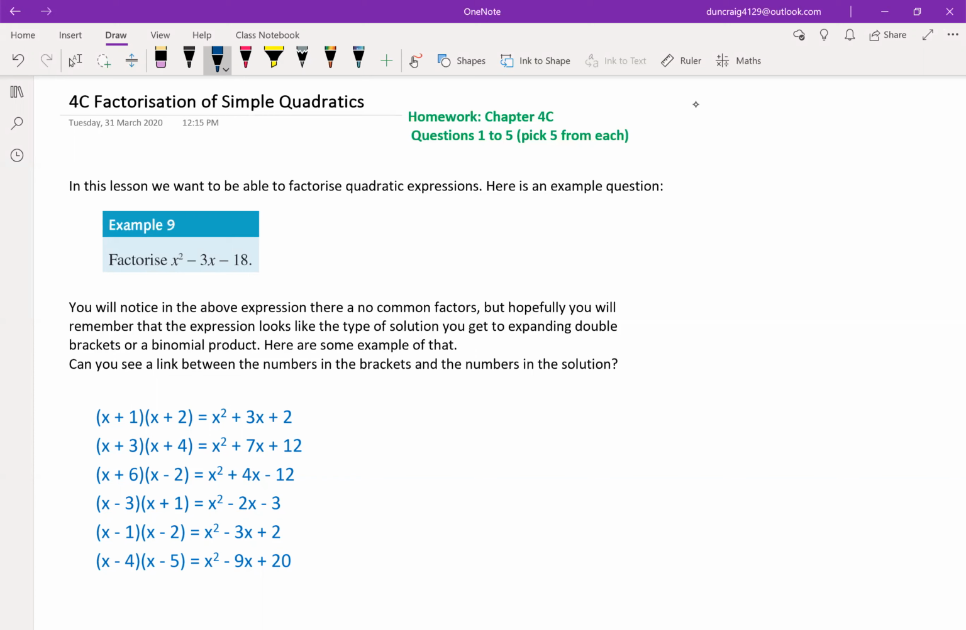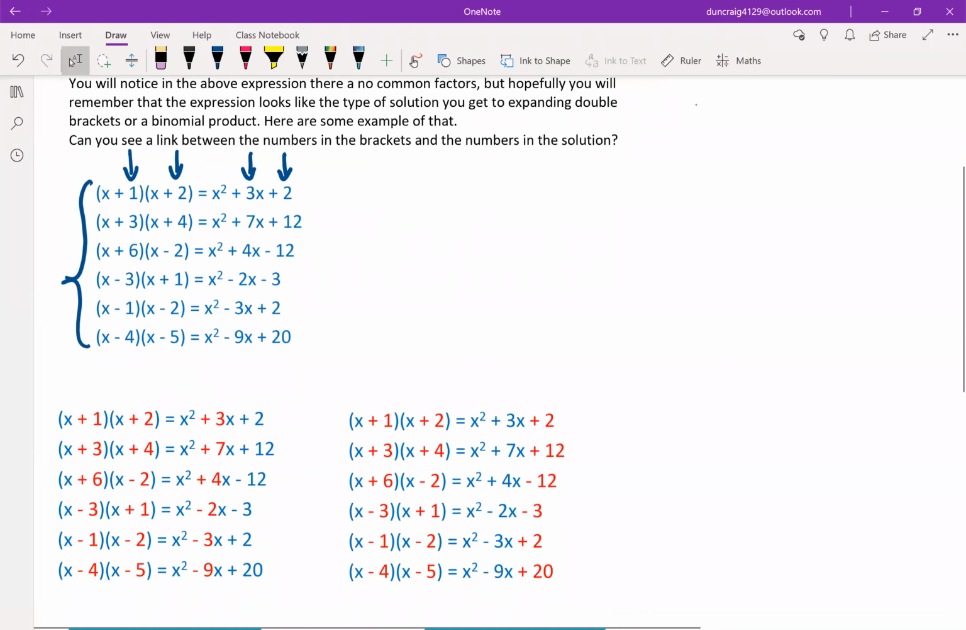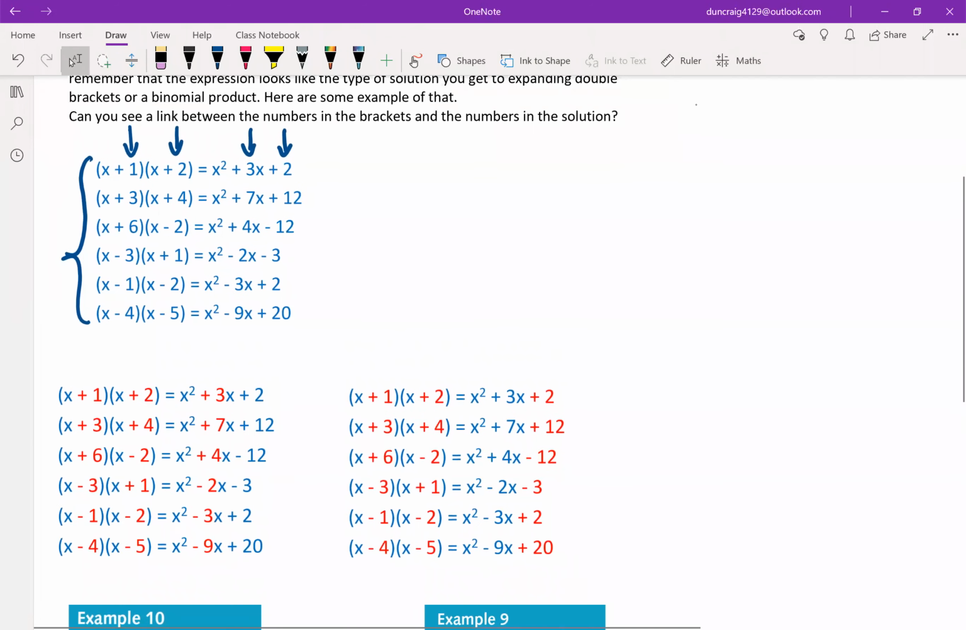And so here's some examples of this below. I've got 6 examples here. What we want to do is think about the relationship between the two values in the brackets and the values in the expanded term here. Because we're always going to get an x squared, we're always going to get an x, and then we're always going to get a number by itself. So let's just look at it one at a time, okay?